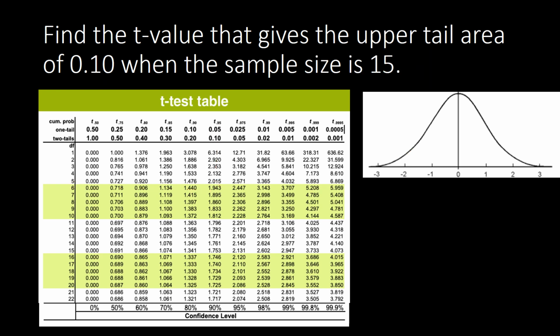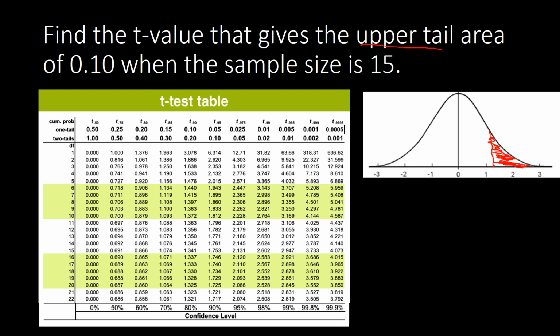Now next, let's go to the next problem. Find the t-value that gives the upper tail area of 0.10 when the sample size is 15. So what does it mean? We are looking for the t-value that gives the upper tail area, which is 0.10. So upper tail, that means somewhere here on the right tail, and it's 0.10 as an area. So more likely this one, but I'm not saying if this is really the correct position of my t there. But anyways, we'll know that one when we look for the t-value.